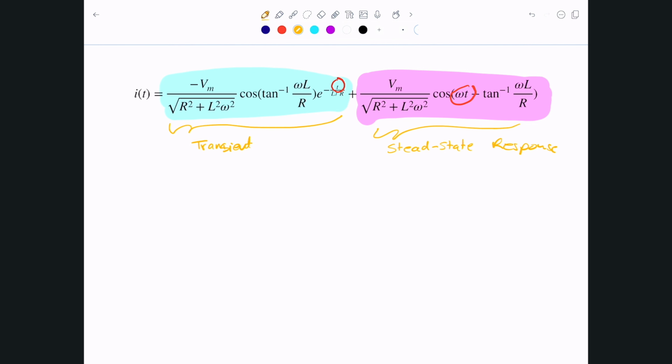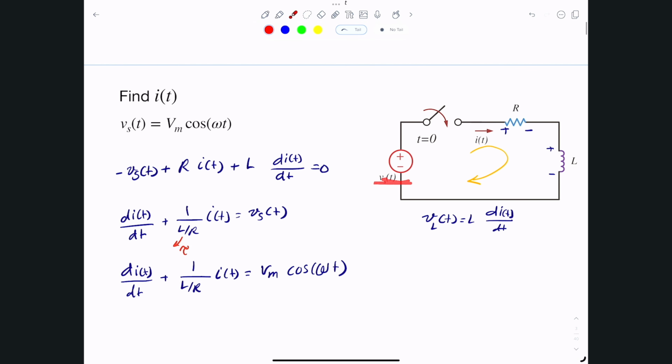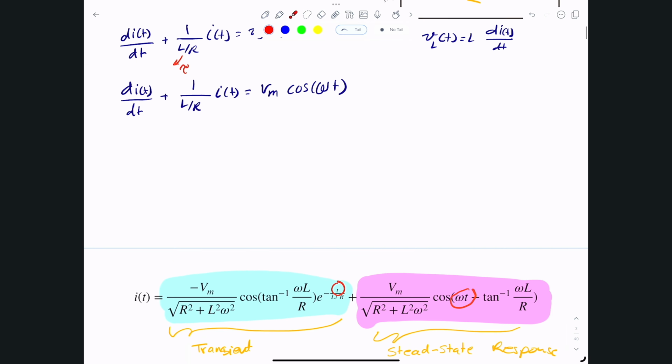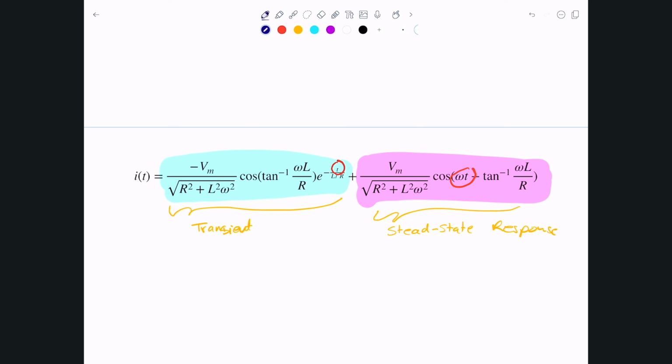So the current happened to be also a sinusoid with the same frequency as the original source. Remember, the original source in here happened to be basically rotating at omega. This is the frequency for that. As it turns out, the current is also this way, but it has a different phase and a different amplitude, or magnitude. Okay, and the transient response in here actually lasts for a little bit, and then the steady state is just sinusoidal.